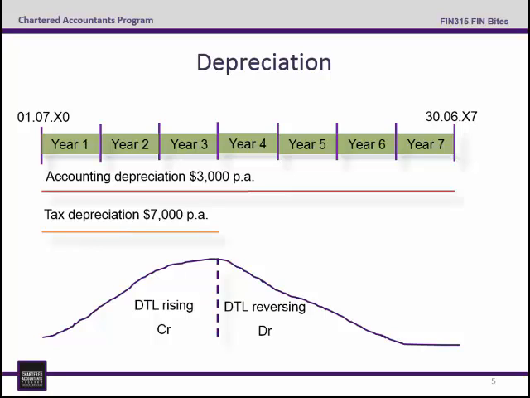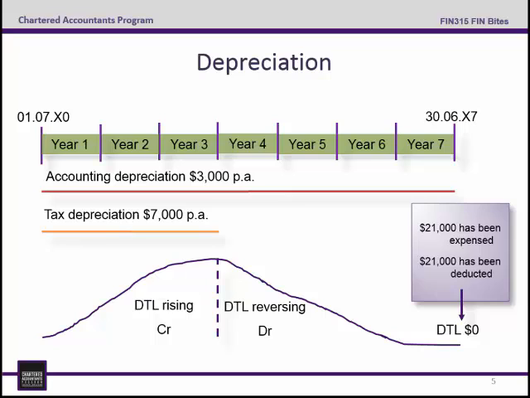In the first 3 years, I'm going to be recognising a deferred tax liability by crediting the DTL account. It's rising up to the end of year 3 because the value of my tax depreciation deductions have been greater than the accounting that I'll be expensing over that 3-year time frame. But in the last 4 years of the asset's life, that DTL will be reversing, because by the end of year 3, I will have run out of tax deductions.